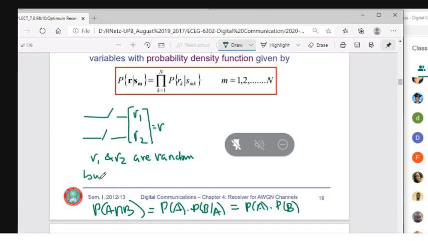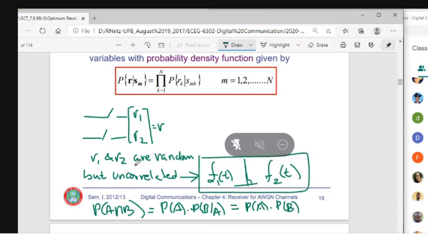But they are uncorrelated. Why are they uncorrelated? Because of the fact that F1 of t is orthogonal to F2 of t. Because two of the basis functions are orthogonal, each output R1 and R2 is uncorrelated.